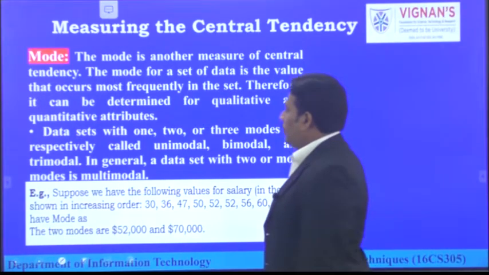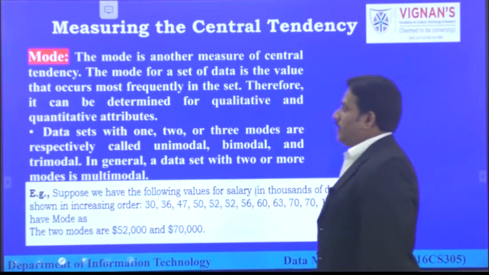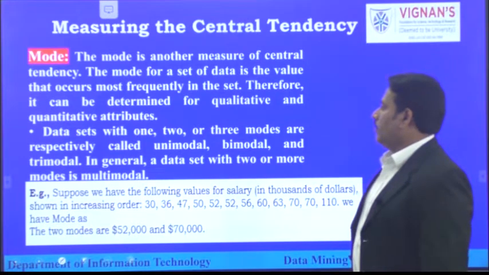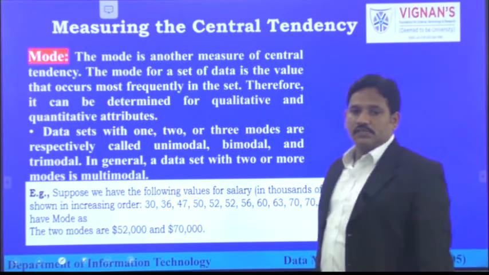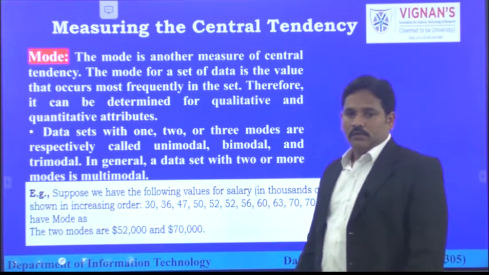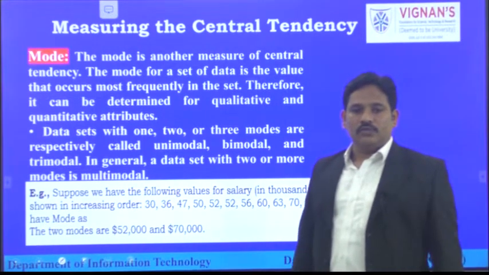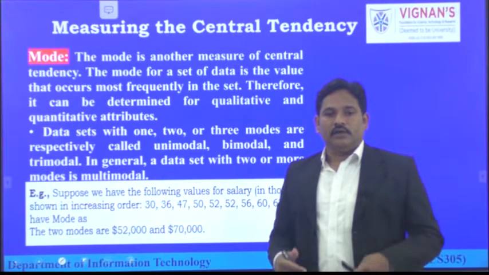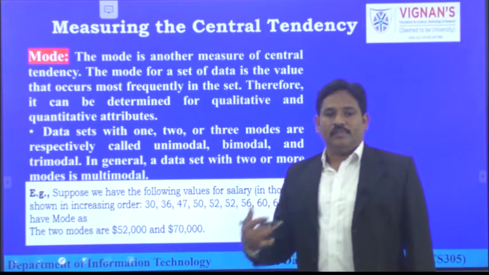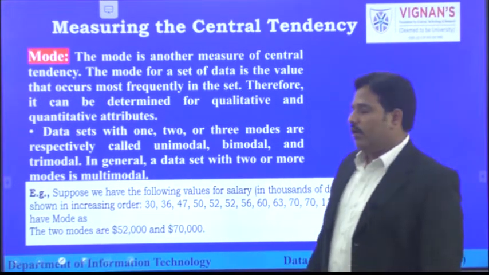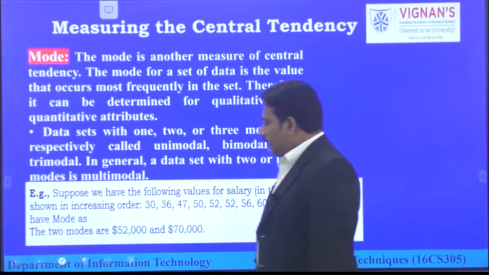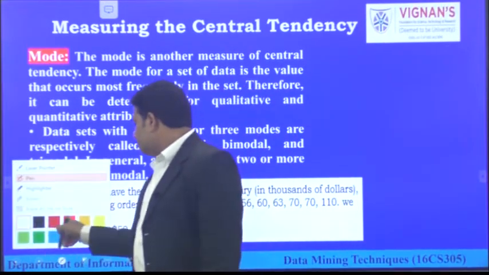And the next one is the mode. Mode is another measure of central tendency. The mode for a set of data is a value that occurs most frequently. That means from the given set of values, the value which occurs repeatedly, the most repeated value, we call it the mode. Let us see this example here.